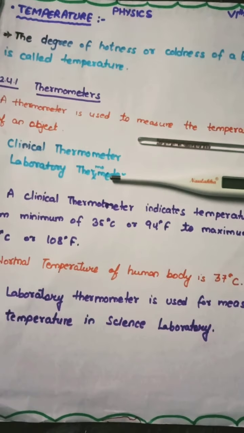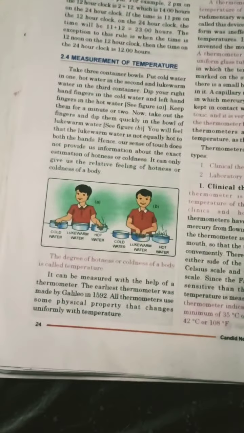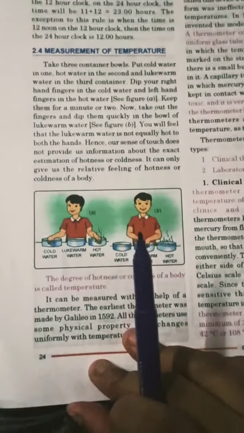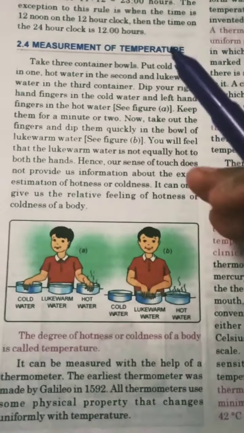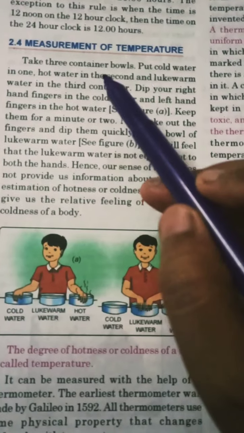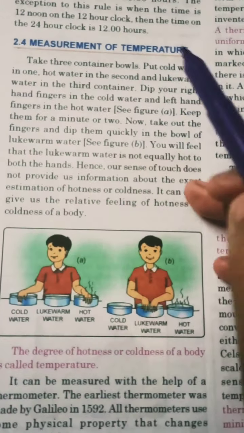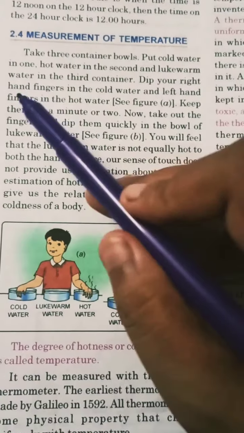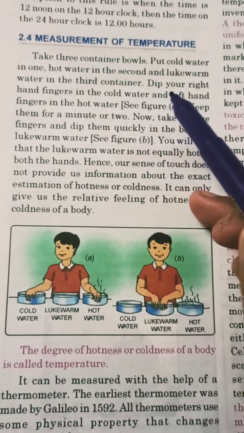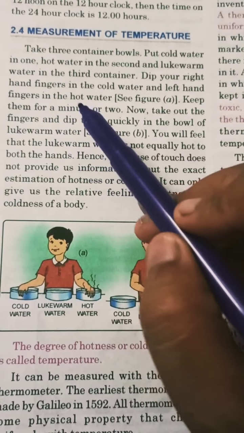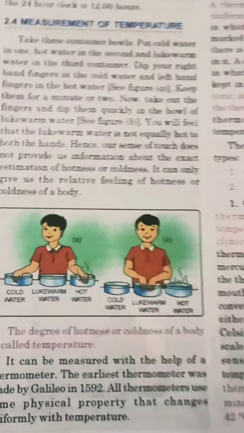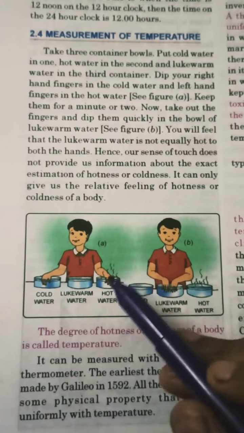Open your books to page number 24. Point number 2.4, measurement of temperature. Take 3 containers or bowls. Put cold water in one, hot water in the second, and lukewarm water in the third container. Dip your right hand fingers in the cold water and left hand fingers in the hot water. You can see a diagram is given over here.